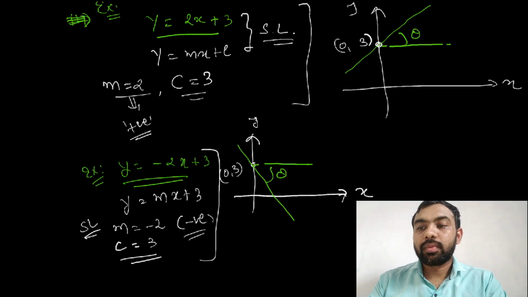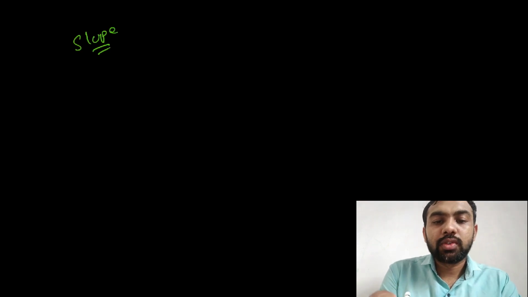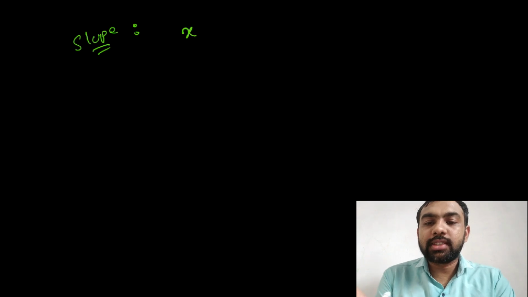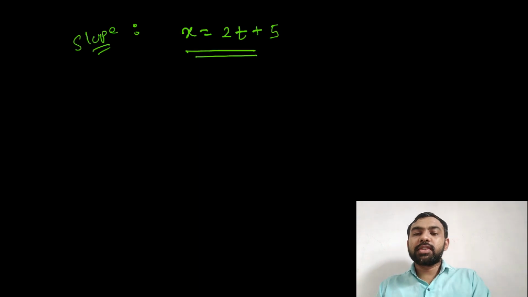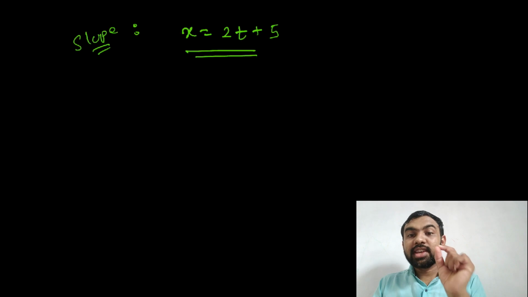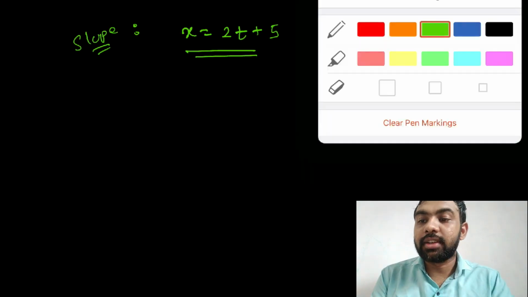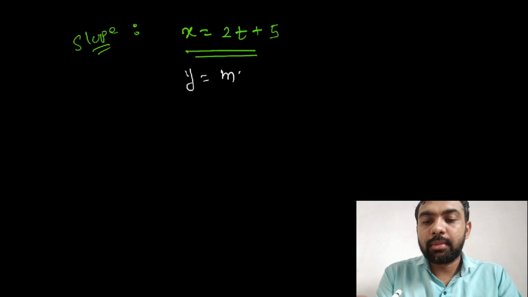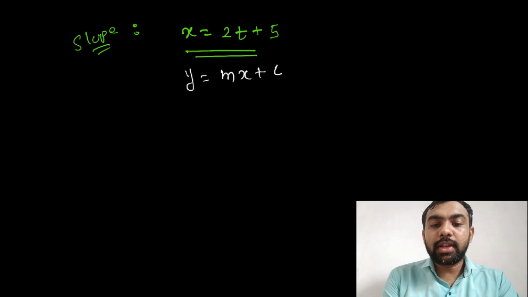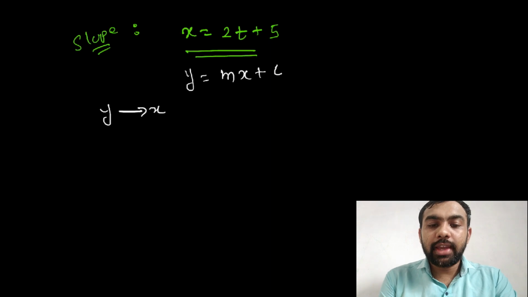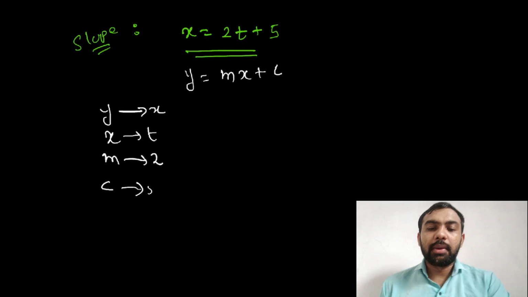Okay, let's see one last example for this slope. Suppose this type of equation is given: x is equal to 2t plus 5. This type of equation is given to you. So it again represents a slope, and see y is equal to mx plus c. This equation is exactly similar to this one, y is equal to mx plus c. So here you just replace the y by x, replace the x by t, replace the m by 2 and replace the c by 5.